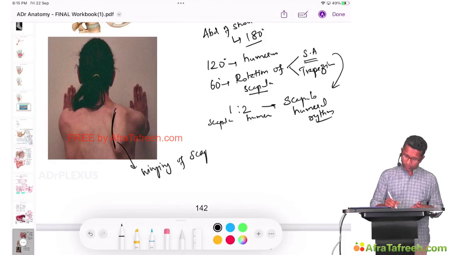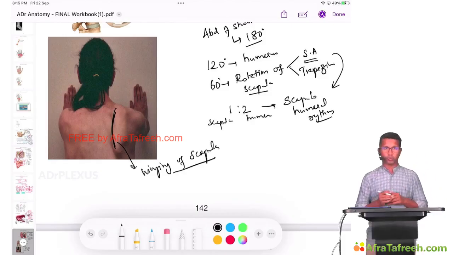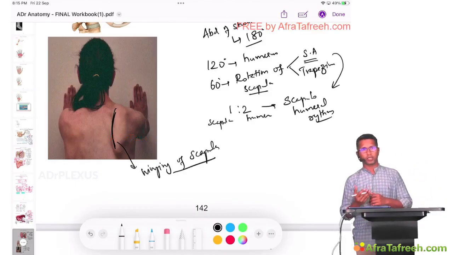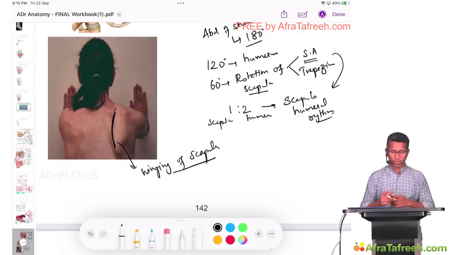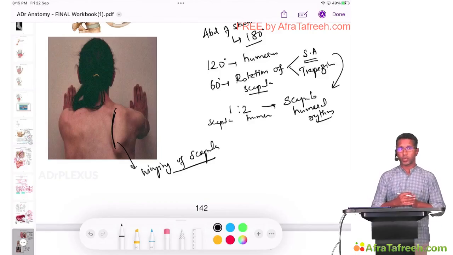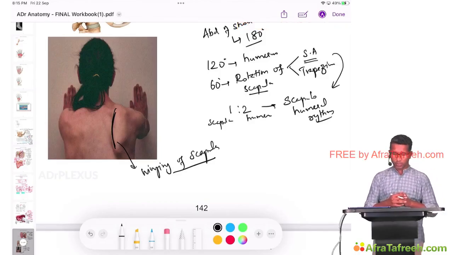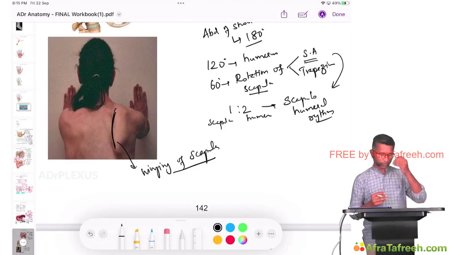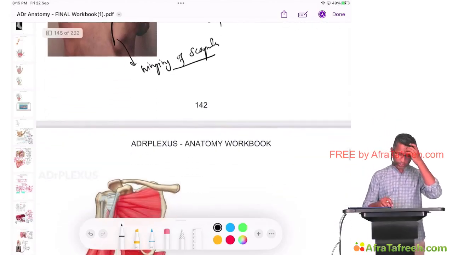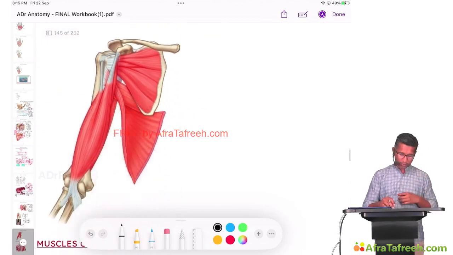This is an MCQ. Winging of the scapula is caused by a lesion of what nerve? It is caused by a lesion of the long thoracic nerve. Long thoracic nerve root values are C5, C6 and C7. Please be clear on that. So this is about the serratus anterior muscle.